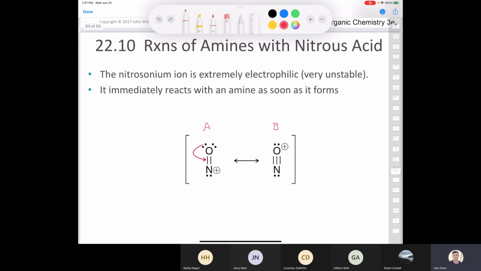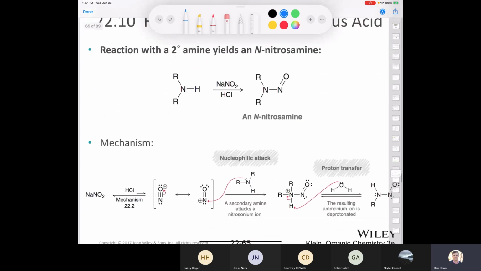And so normally when we draw the nitrosonium ion in a mechanism, usually the author of this textbook, I think, uses both. But a lot of times if you talk to a professional chemist, most of the time they'll draw it like that. But again, it's neither here nor there. It's not going to change your life.